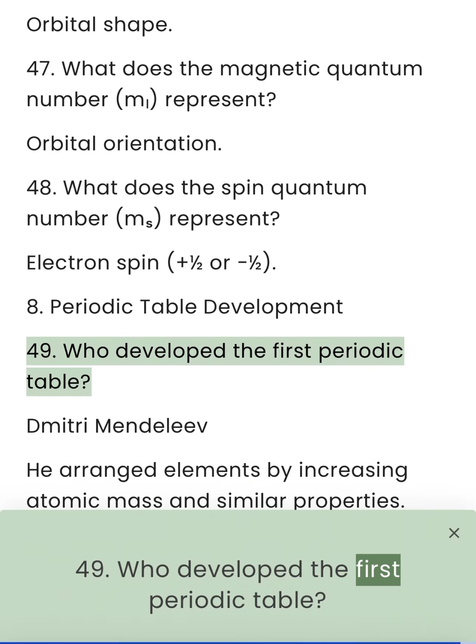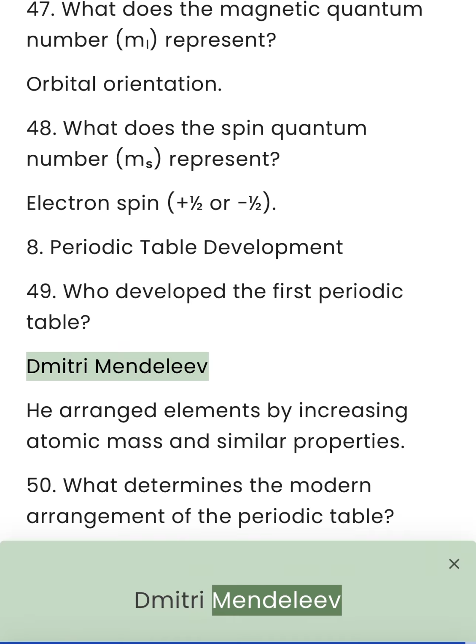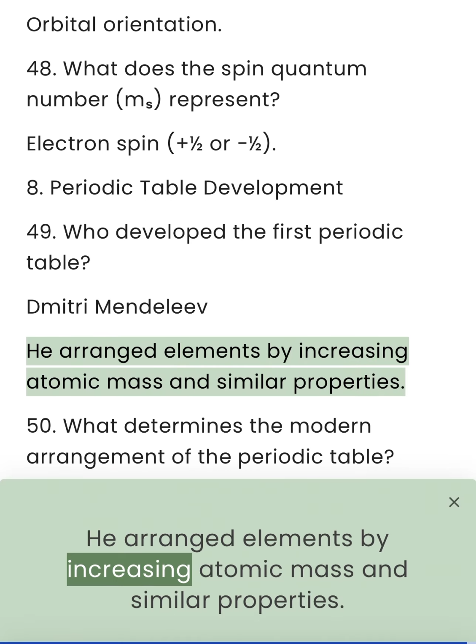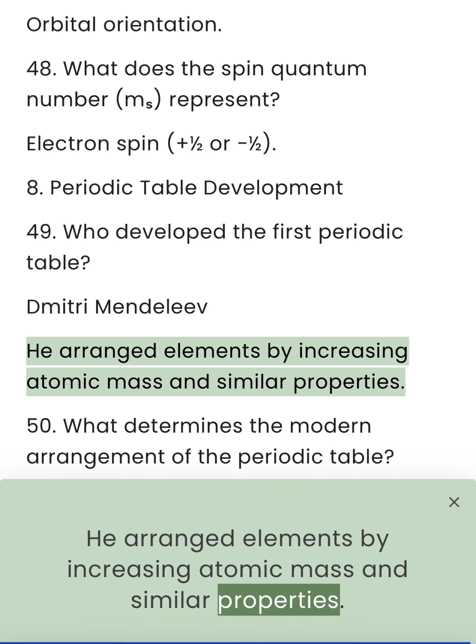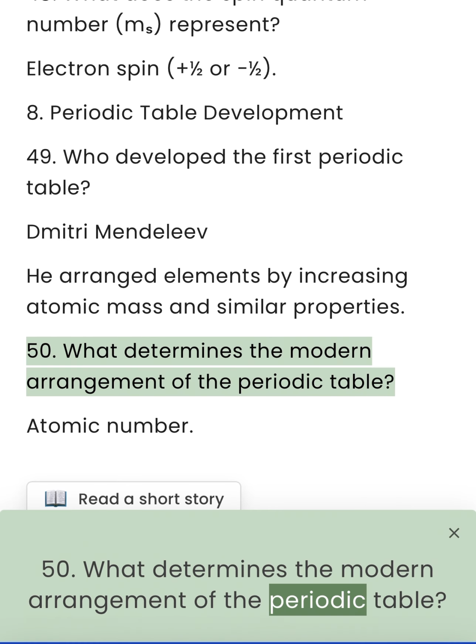8. Periodic table development. 49. Who developed the first periodic table? Dmitri Mendeleev. He arranged elements by increasing atomic mass and similar properties. 50. What determines the modern arrangement of the periodic table?